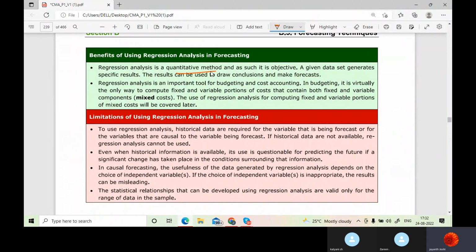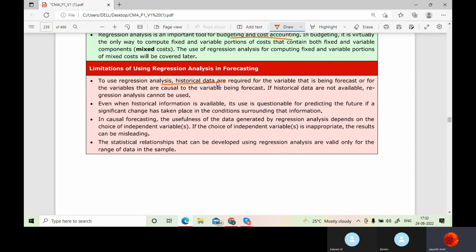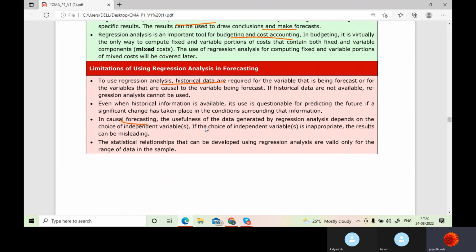Regression analysis is a quantitative method, of course. It's a statistical method, and it is very helpful in making forecasts. It is a good tool for budgeting, and cost accountants use this for forecasting. But the thing is, it depends upon historical data, and if the data is not right, then you can make mistakes. Historical information is not always correct for predicting the future. In causal forecasting, the usefulness of data generated by regression analysis depends on the choice of independent variables, and the independent variable you're taking is not always the right one.